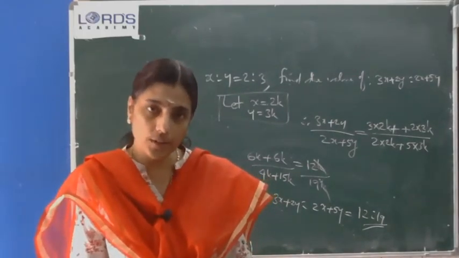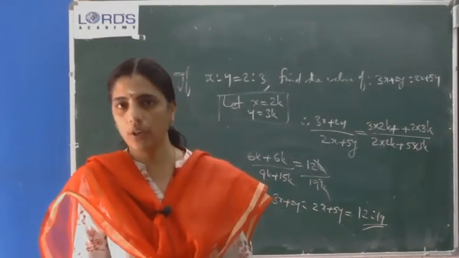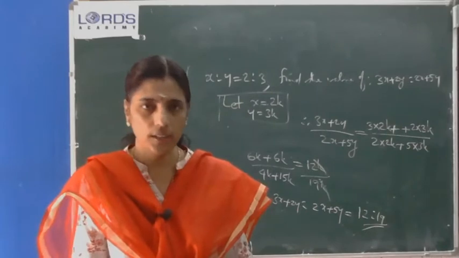So if they are asking for the big expression and if they are asking x is to y, we will find in the fraction form, we will cross multiply and we will get a by b, then a is to b.